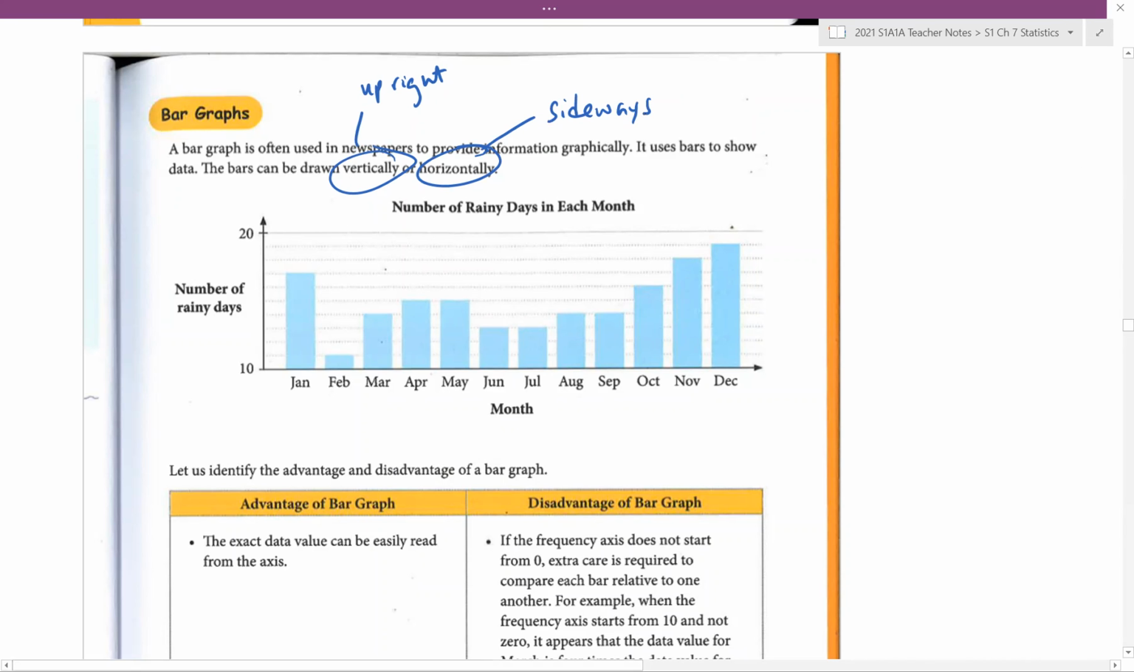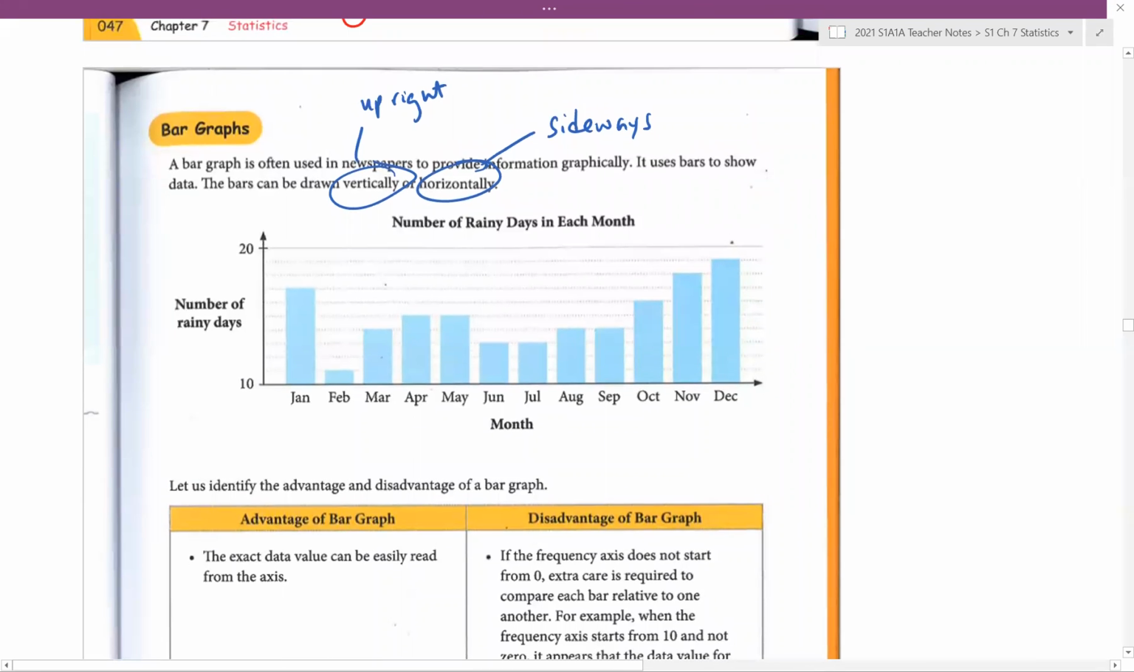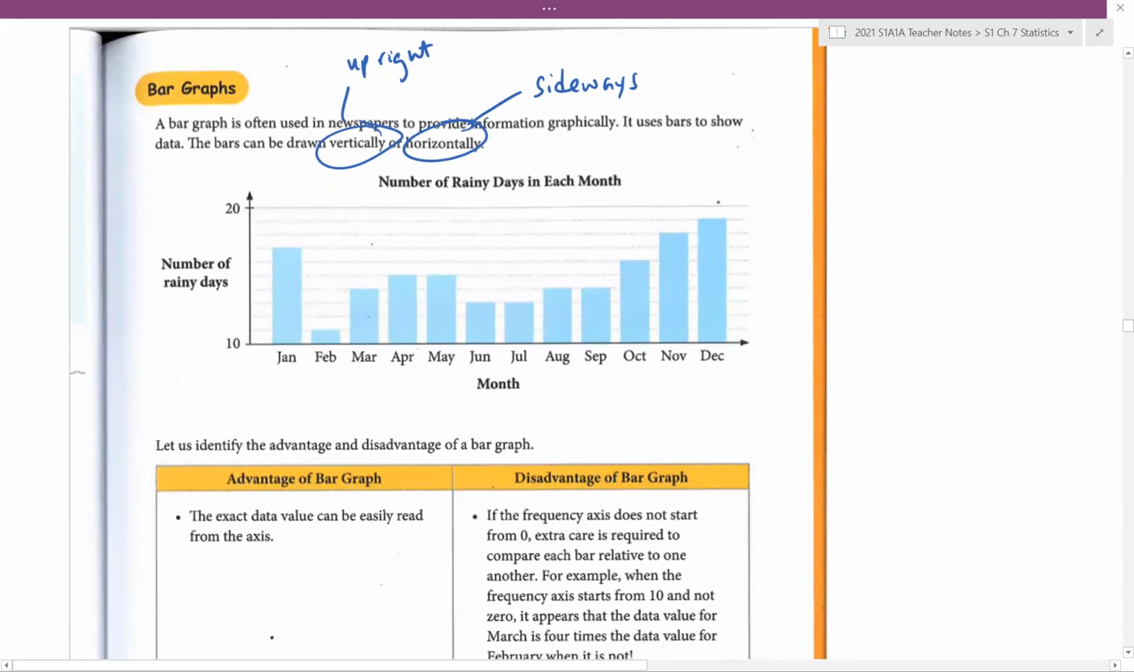Here we have the number of rainy days in each month from January to December. Looking at the bar graph, which month has the most number of rainy days? December. And which month has the least? Okay, good. So how many days was it raining in February? Oh yeah, 15. 1 plus 5. How you got 30? Why 15?